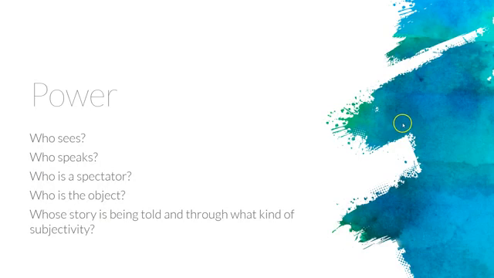So narration, all of this, the idea of story brings up this question of power. When we think about who is doing the storytelling, who is the person who's doing the seeing, this helps us analyze who are the figures that are in power and who is disempowered in a story. So when we're analyzing power, we want to ask ourselves, who is doing the speaking, who is doing the seeing, who is a spectator, who is an object, and whose story is being told, and through what kind of subjectivity.